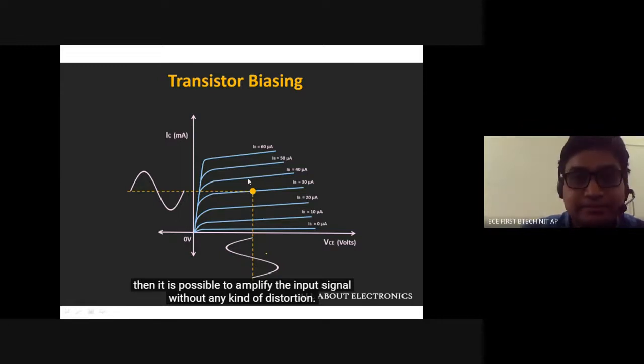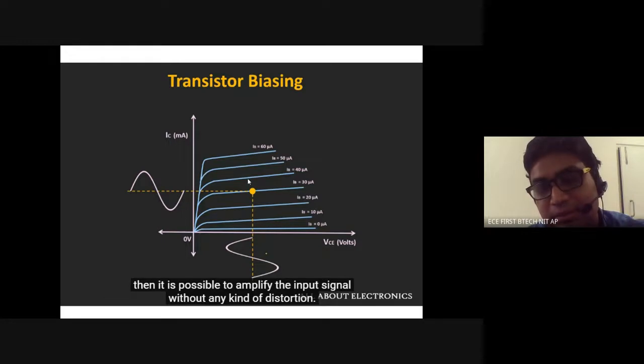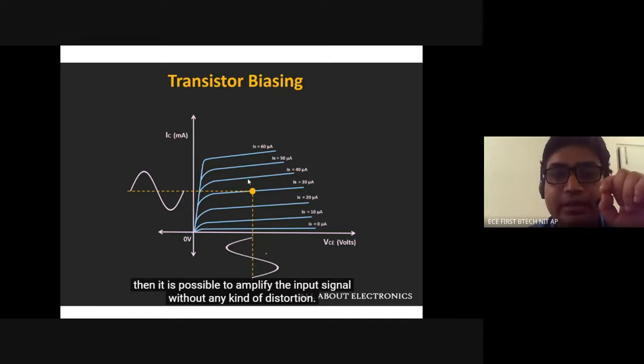But in transistor operation, the operating point sometimes fluctuates. For that, we need to do something. And what is that? We need to bias the transistor, in such a way that our operating point is kept stable.